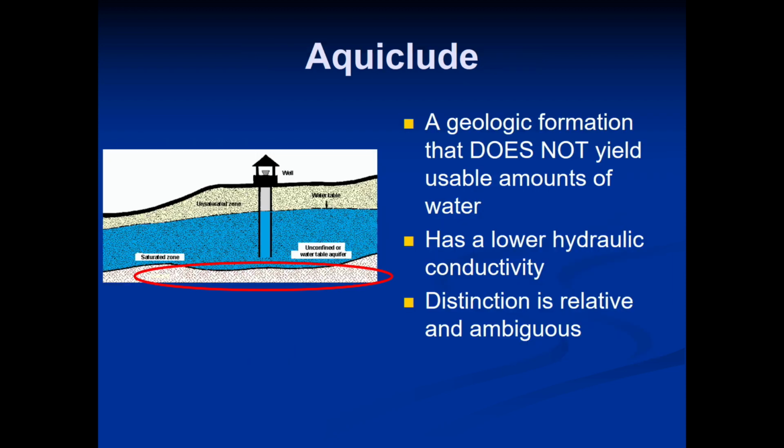Aquiclude. This is a geological formation which is impermeable to the flow of water. It contains a large amount of water in it, but it does not permit water through it and also does not yield water. It is because of its high porosity, and it could have lower hydraulic conductivity. Clay is an example of aquiclude.